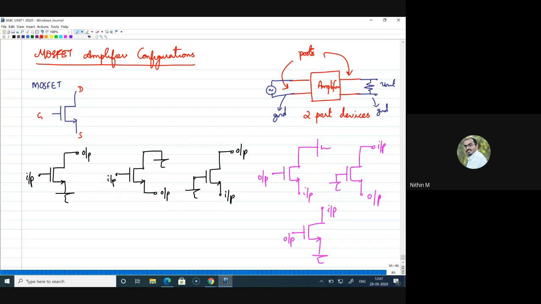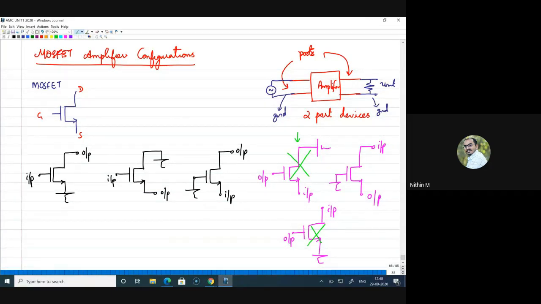Now if I look at this one, here I am giving input to the source and trying to get output from the gate, which is not possible at all, for the reason we know that the gate terminal is always isolated from the rest of the device. So we cannot get any signal or any current passing through this oxide, right? For that reason, this is not a valid combination, or this cannot be used as an amplifier. That is one. Second, if gate cannot be taken as an output, then this also can be ruled out, right?